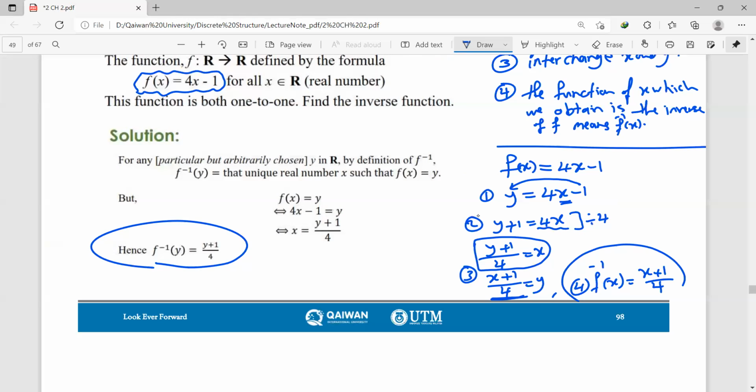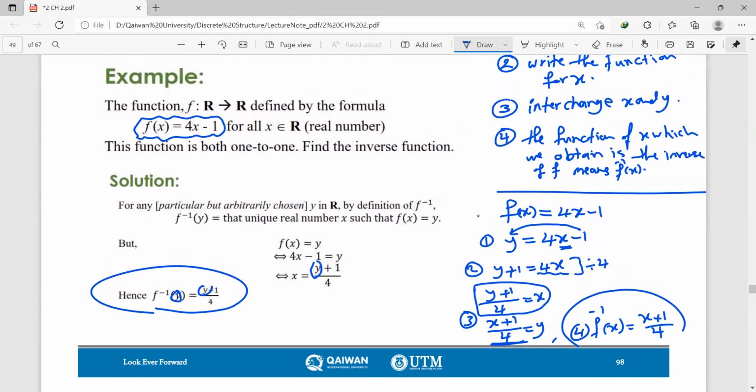You can even leave this as y plus 1 over 4, the function. From that, you can just write down the result. But here, it's better to interchange x and y. Here, it's written f inverse of y, but you should find f inverse of x.